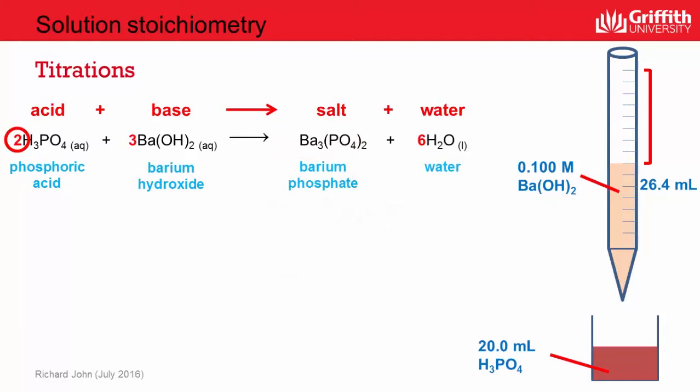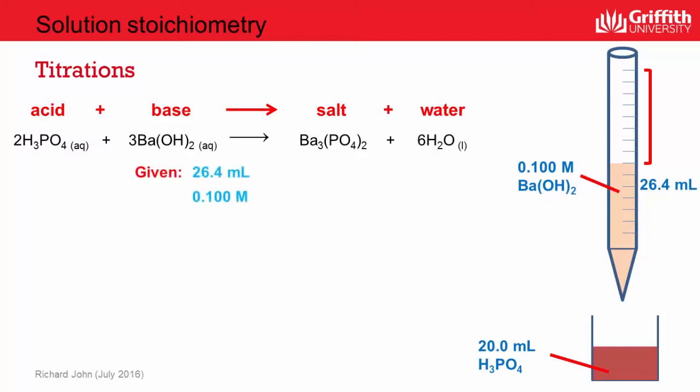The next thing we have to do is balance this equation, and in balancing the equation we'll see if I put a big 2 out the front of the phosphoric acid, a big 3 out the front of barium hydroxide, and a big 6 out the front of water. We now have a balanced chemical equation. 2H3PO4 plus 3Ba(OH)2 produces Ba3(PO4)2 plus 6H2O.